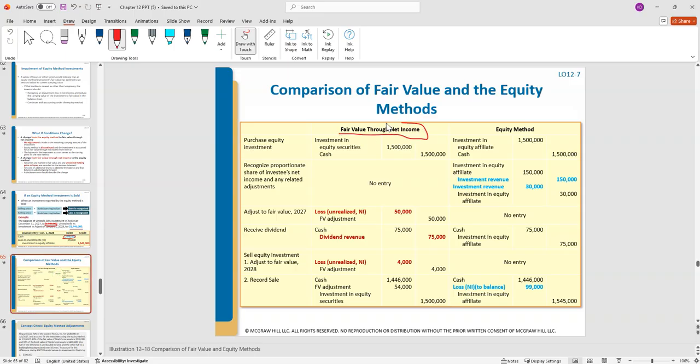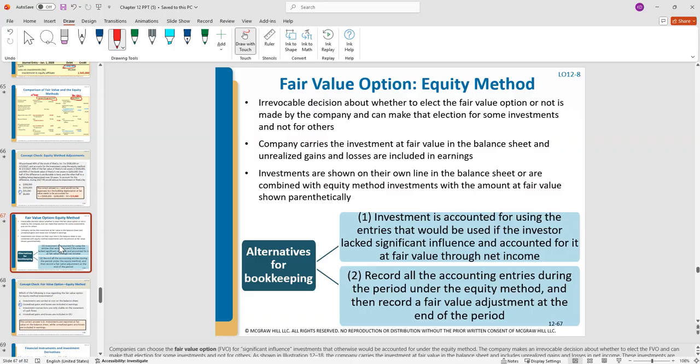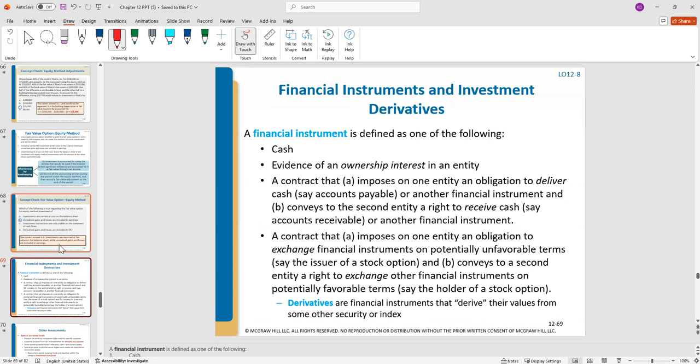So we have fair value through net income, less than 20%, right? It's going to basically be what we looked at on there. Then we have the equity method, 20 to 50% was the second item. So you can look through those kind of journal entries and compare how you would account for that. The fair value option, again, kind of available there. You can read that. The last few items, right, talk a little bit about a financial instrument, right?